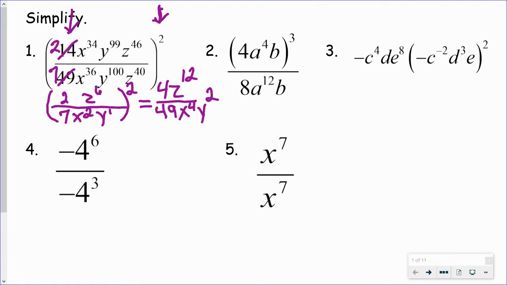And just double check, are there any variables on the top and the bottom that I should be subtracting? Is 4 and 49 reducible? It's not, so this would be my answer. Okay, so far so good.